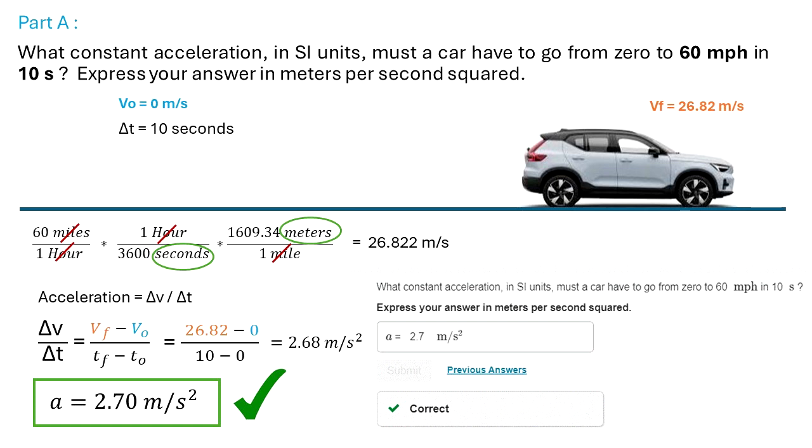over t final minus t initial. T final is 10 seconds, and the initial moment when the experiment started is 0. So it's 10 minus 0. And we got that the acceleration, for this case, is 2.68 meters per second squared. We round up to 2.7 meters per second squared, and we found that this is correct.